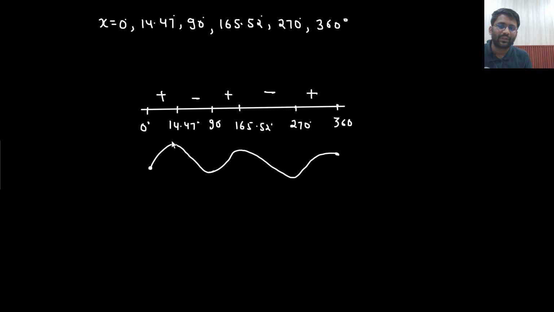Is that clear to you? So one thing I can conclude, that f of 14.47 degree will be greater than f of 90 degree. This I can conclude, and rest anything I cannot conclude. It's just that I know that this will be decreasing here. After that, how much it will increase, that I don't know. Like what will be the value at this angle, I don't know.